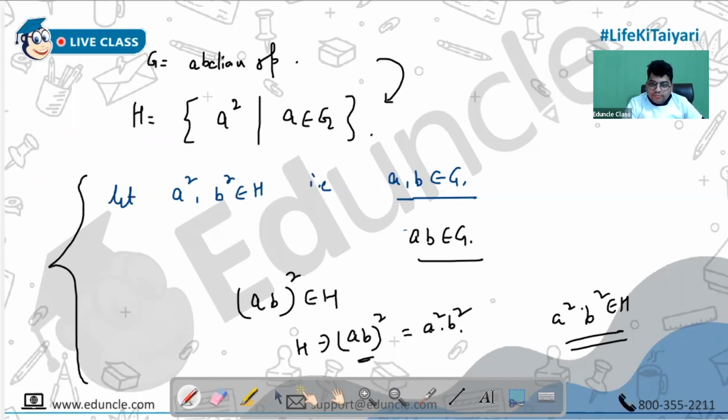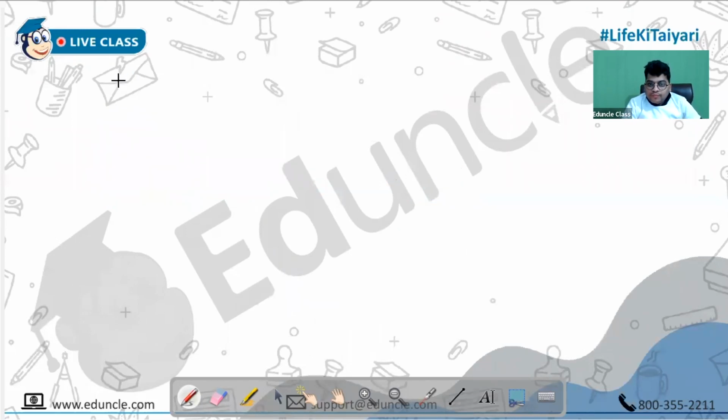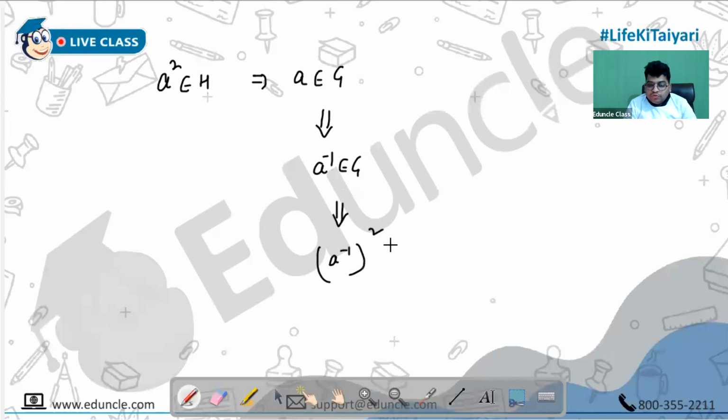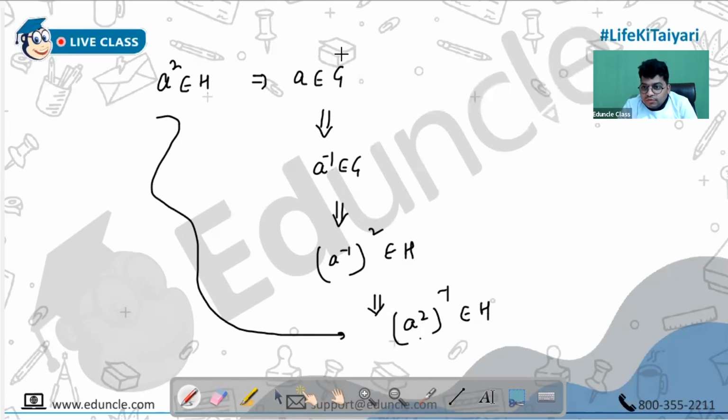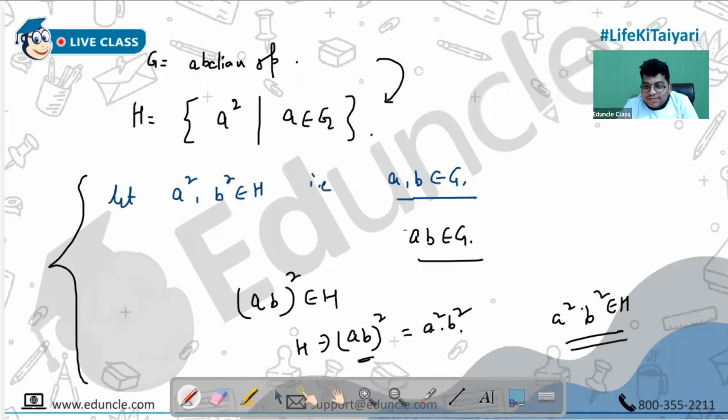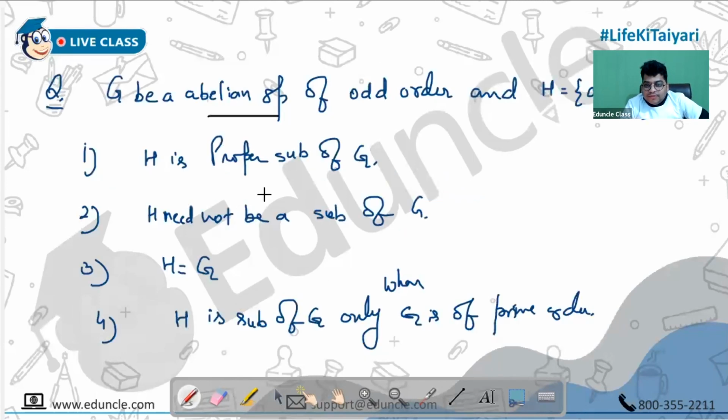Number two, if a square belongs to H, it implies a belongs to G. A belongs to G, then a inverse belongs to G. A inverse belongs to G, then a inverse square also belongs to H. If a inverse square belongs to H, then a square inverse also belongs to H. And we have to prove that a square inverse also belongs to H. So how can you say this is not a group? This need not be a subgroup.